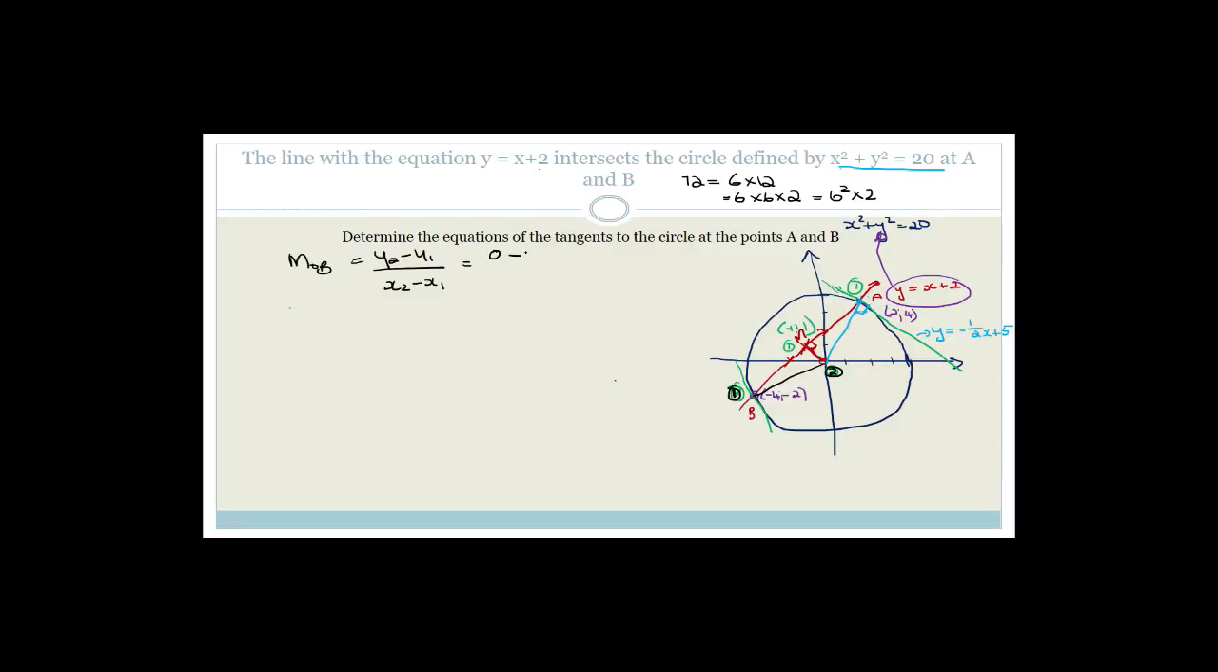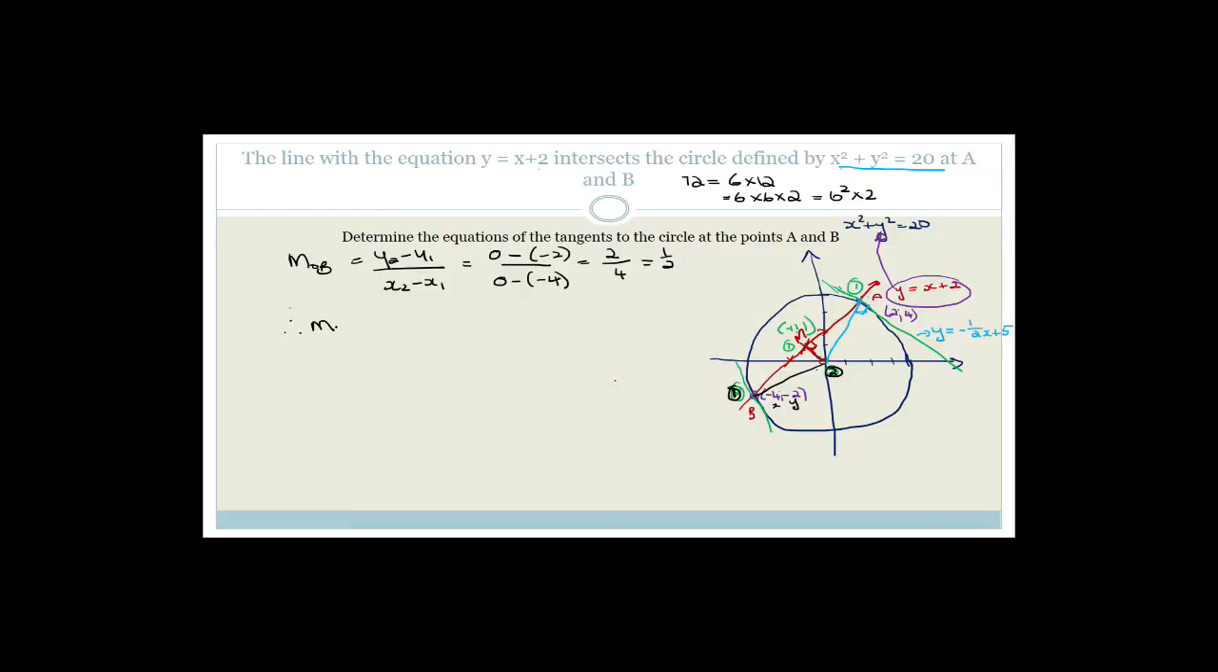y2 is going to be 0 minus minus 4 over 0 minus minus 2, which is going to be 4 divided by 2, which is 2. That's interesting. So therefore, am I right? No, I'm not right at all, because that's x and that's y. Okay, so let's try again. This is x and this is y. So it's 0 minus minus 2 over 0 minus minus 4, which is going to be 2 over 4, which equals 1/2. So the gradient of this line is going to be 1/2.